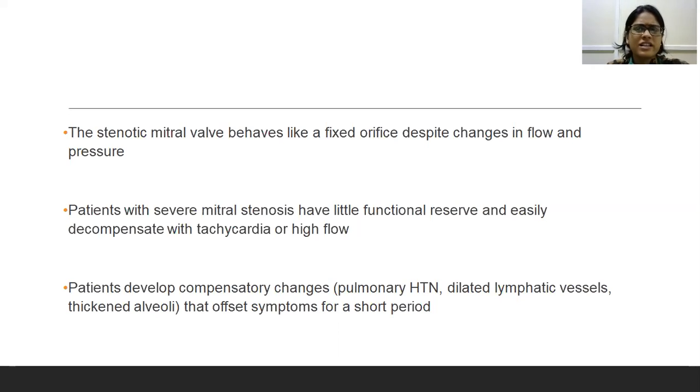Just before they go into decompensation, patients will have some amount of compensatory mechanisms in the form of pulmonary hypertension, dilated lymphatic vessels, and thickened alveoli. These compensatory mechanisms may offset the onset of symptoms for a short period. But as these compensatory measures become overwhelmed, the patient will eventually become symptomatic.